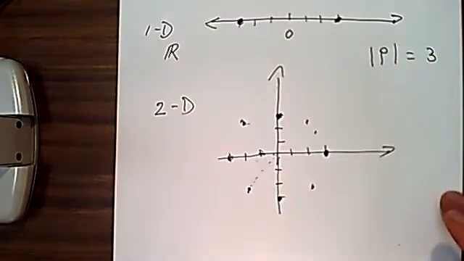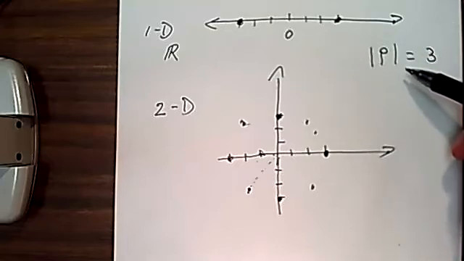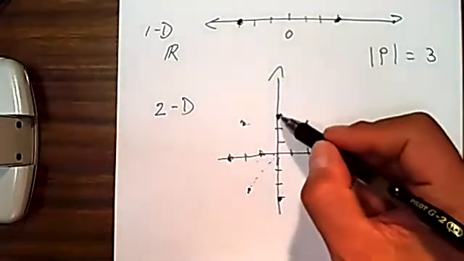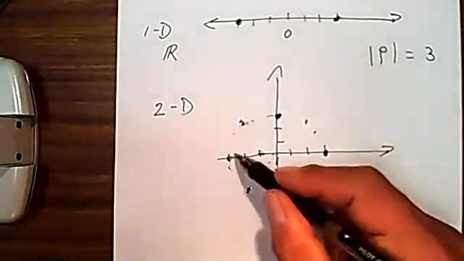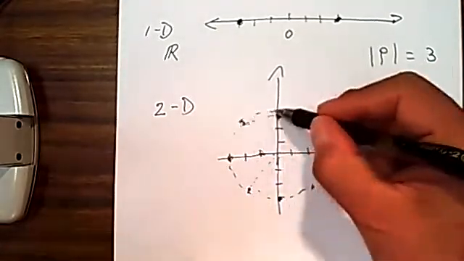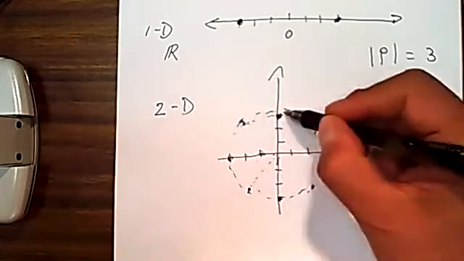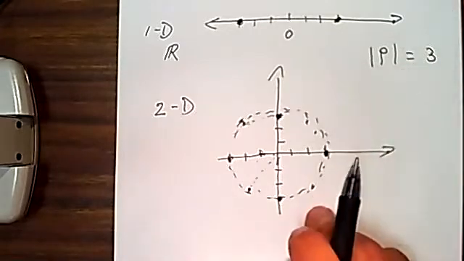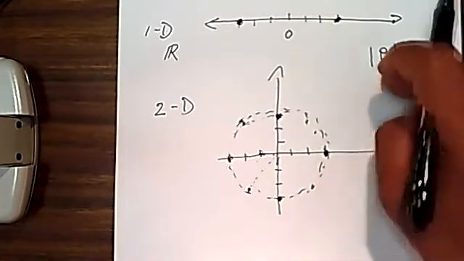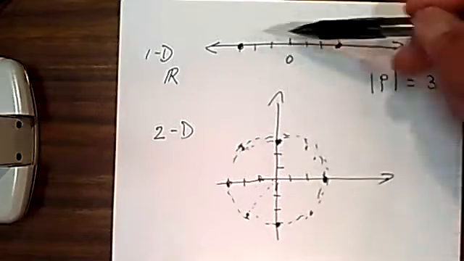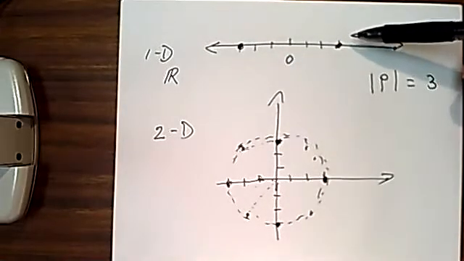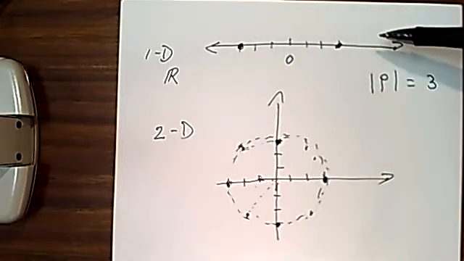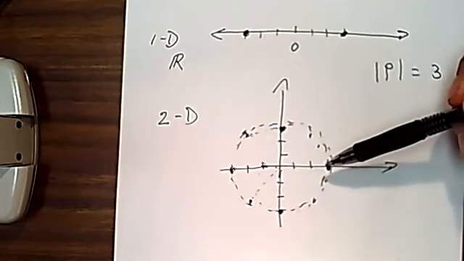Once we get into 2 dimensions, this equation is satisfied by hundreds and hundreds, an infinite number of points. In fact, when we draw all the points that are 3 units away from the origin, we end up with a circle. So this equation represents a circle in 2D. This equation represents 2 points in 1D. From that perspective, we could think of those 2 points in 1D as a 1-dimensional circle. This is a 2-dimensional circle.